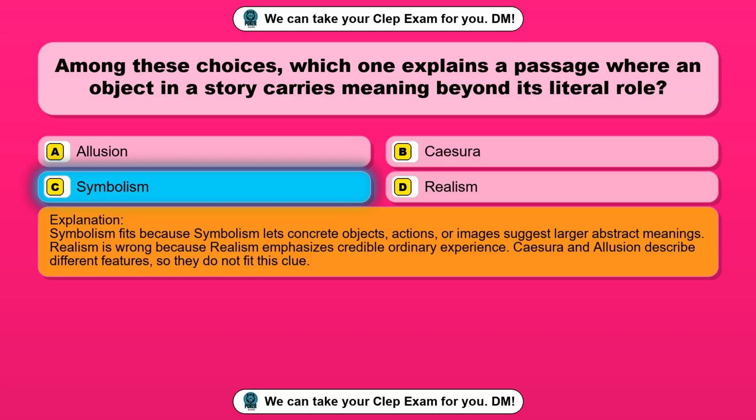Symbolism. Symbolism fits because symbolism lets concrete objects, actions, or images suggest larger abstract meanings. Realism is wrong because realism emphasizes credible ordinary experience. Caesura and allusion describe different features, so they do not fit this clue.